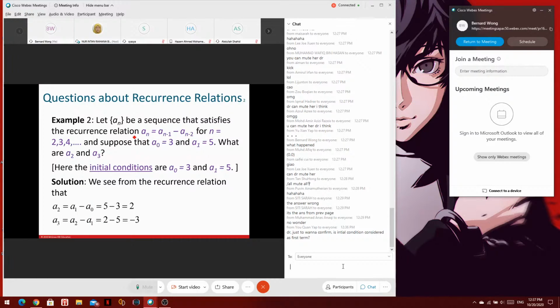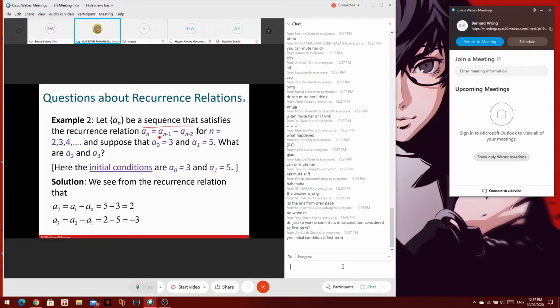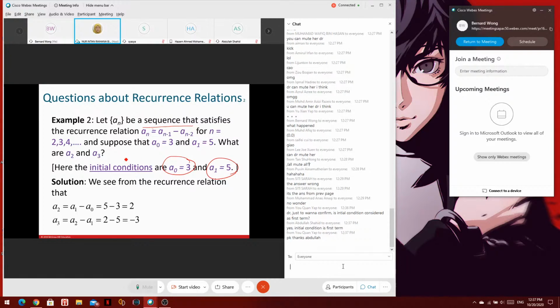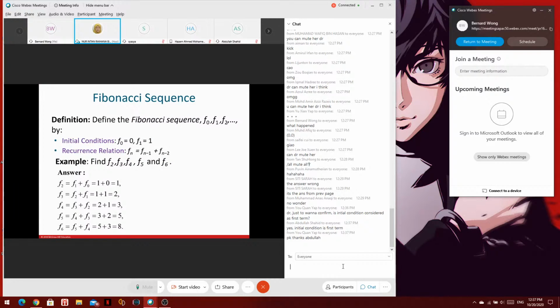Example number 2. Let a_n be a sequence that satisfies the recurrence relation a_n = a_(n-1) - a_(n-2) for n = 2, 3, 4, and suppose that the initial conditions are a_0 = 3 and a_1 = 5. It gives you two initial conditions, a_0 and also a_1. So I think this one we can just skip.